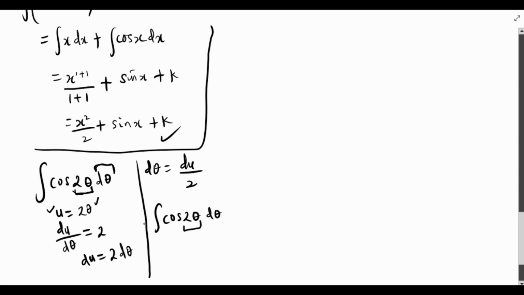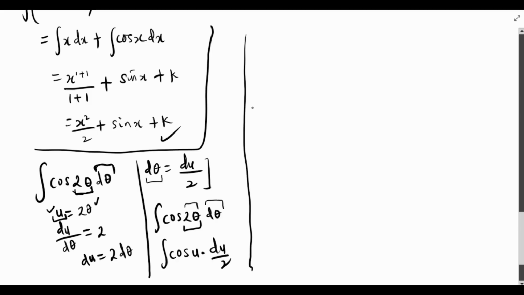We'll substitute 2 theta with u. Remember, u is now 2 theta, so this is cos u. Now we have changed 2 theta to u. What happens to the theta? We said that the theta is the same thing as du divided by 2. So multiplying by du divided by 2.